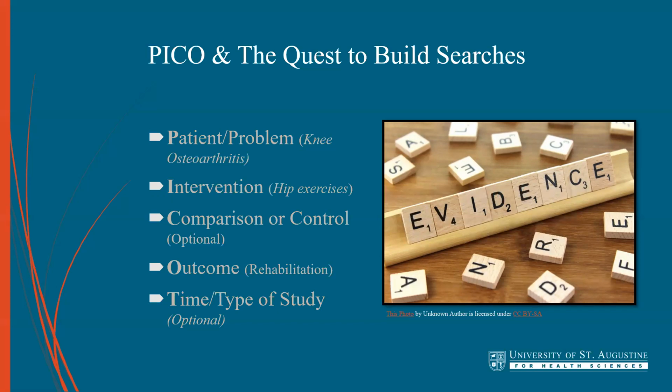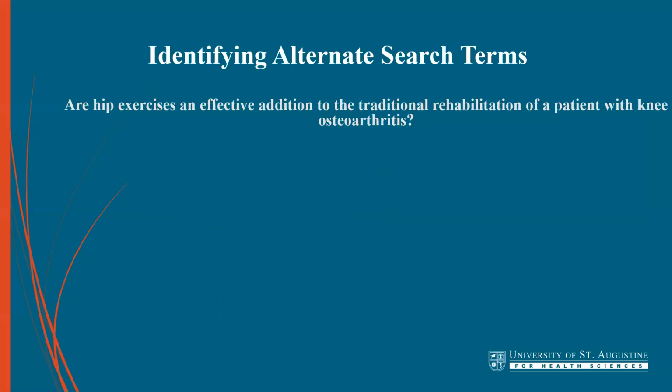So your patient or your problem would be, for us, knee osteoarthritis, with our intervention being hip exercises or something using the lower extremities to aid in the rehabilitation of knee osteoarthritis. Comparison, if there is one, sometimes there isn't a comparison to be made, which is completely fine. And then your outcome, what's the overall goal? The overall goal with our question is that we want the patient to be rehabilitated using these types of exercises.